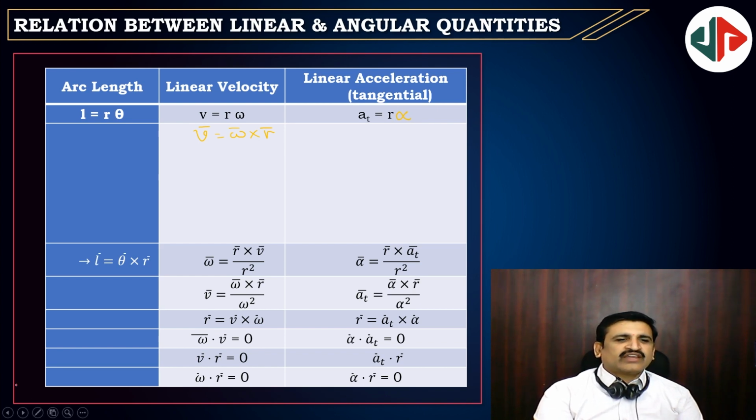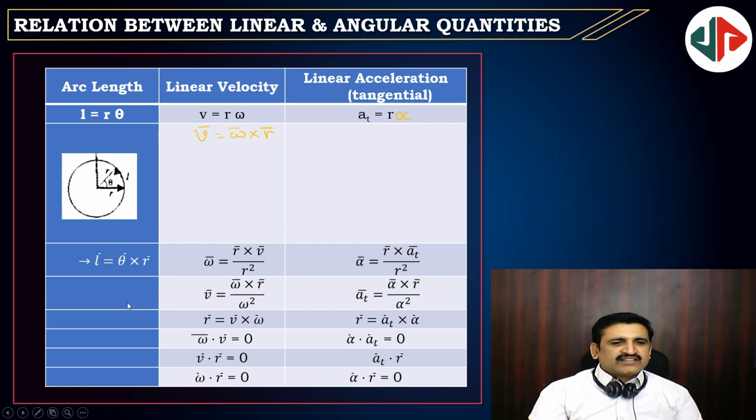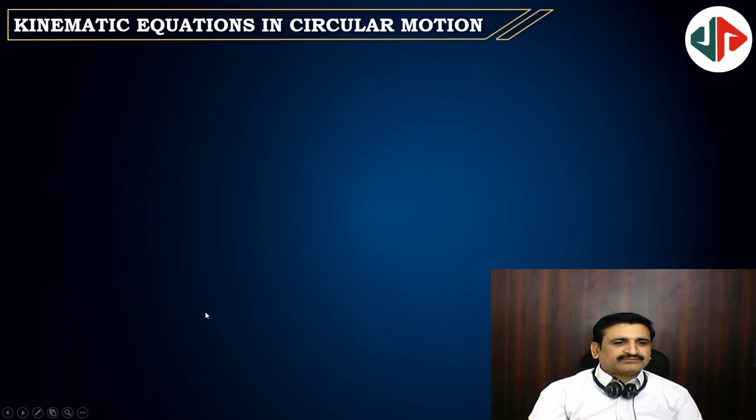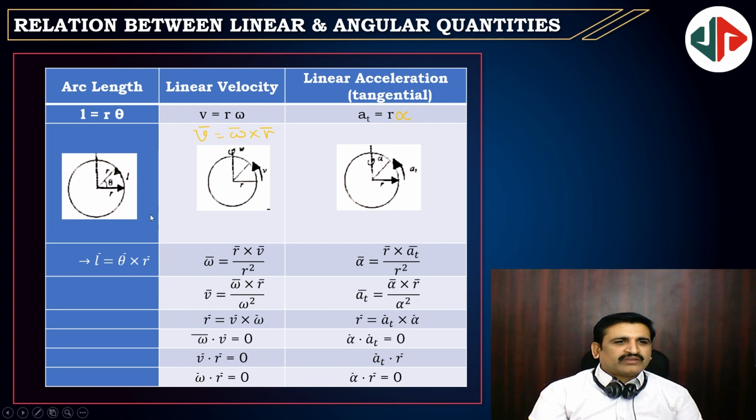For these two, okay. Next, I think some are missing, okay, they are coming. L is equal to r theta. L equal to r theta. So that's why L bar equals theta bar cross r bar. Here they wrote r bar cross V bar by r square is omega. Alpha equals r bar cross AT by r square. And V bar equals omega bar cross r bar by omega square.